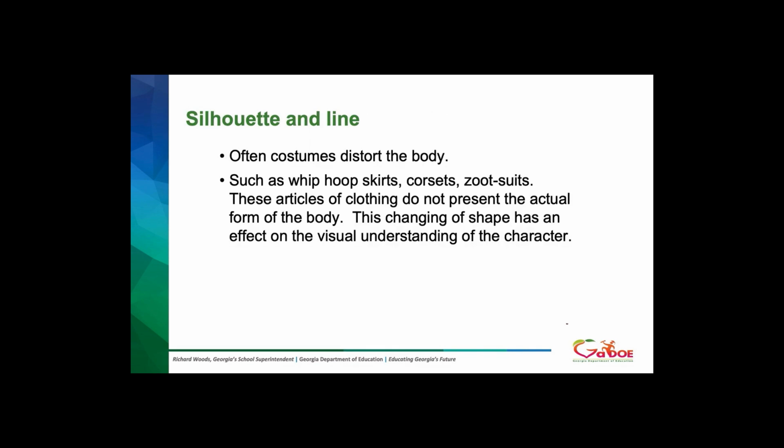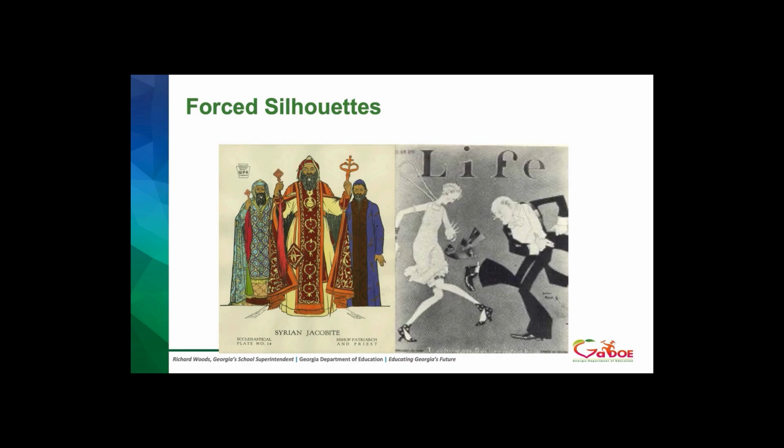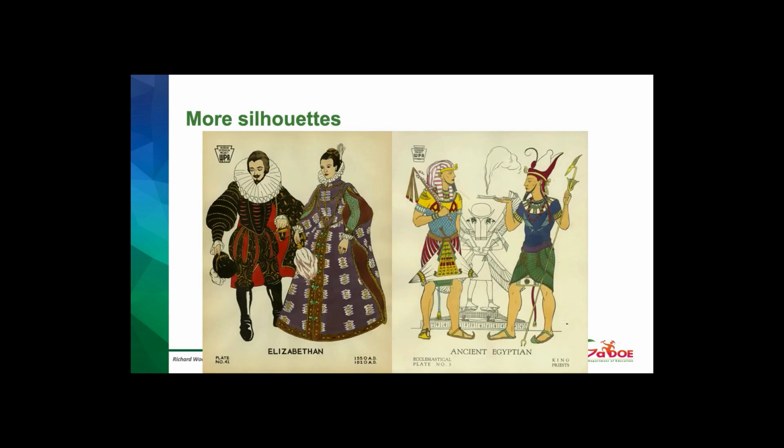Silhouette and line. Often costumes distort the body, such as hoop skirts, corsets, zoot suits. These articles of clothing do not present the actual form of the body. This changing of shape and form has an effect on the visual understanding of the character. Forced silhouettes. More silhouettes. How do these silhouettes change the way you feel about the characters?